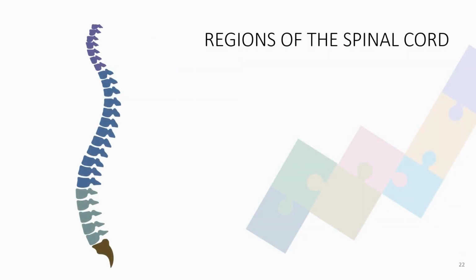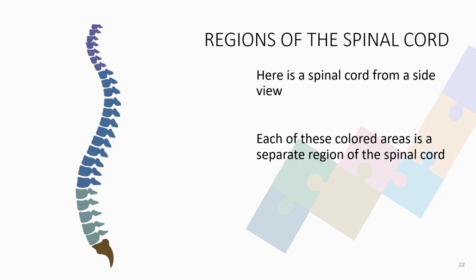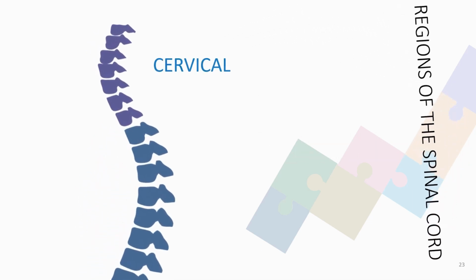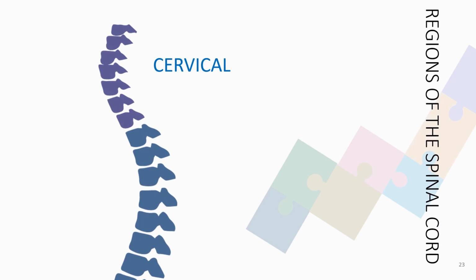So here is a lovely little picture. You can see here on the left, it is a side view. I have separated the colors for each of the regions. We're going to take a close-up view of each of them. So let's just start right from the top and work our way down to the bottom.